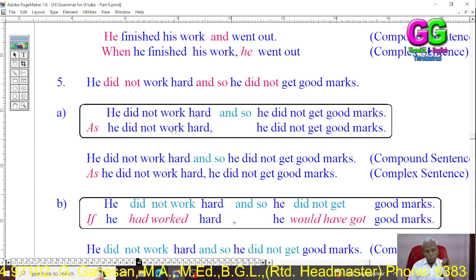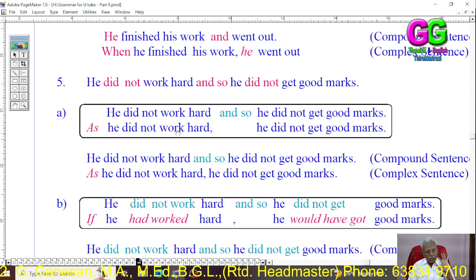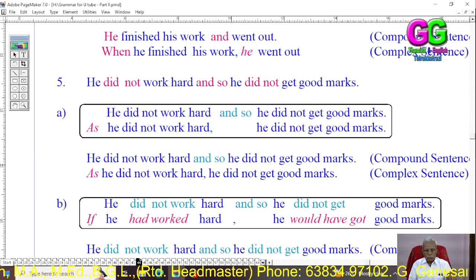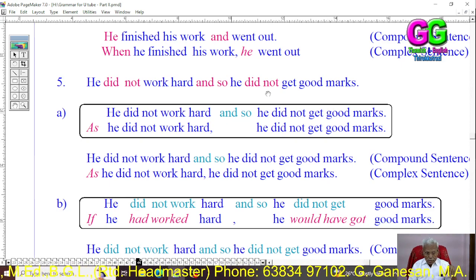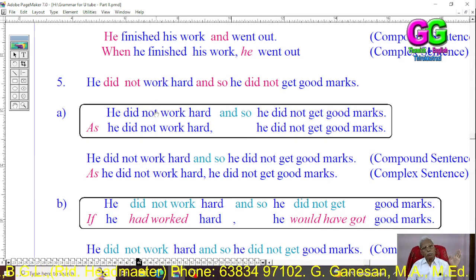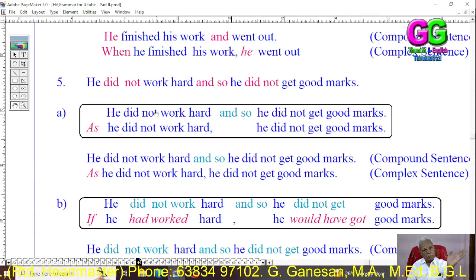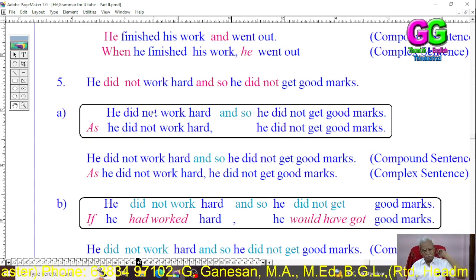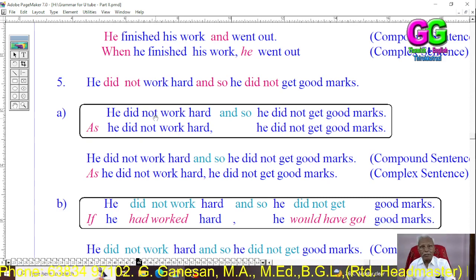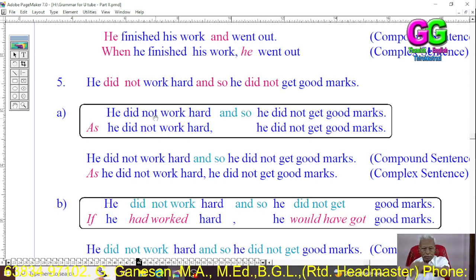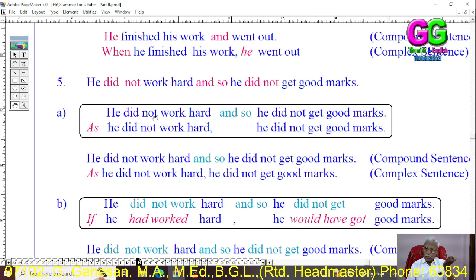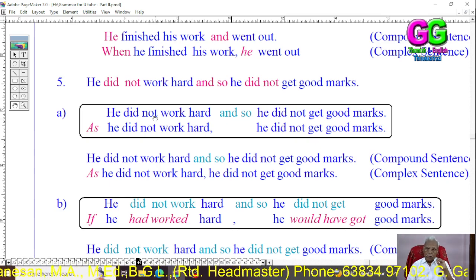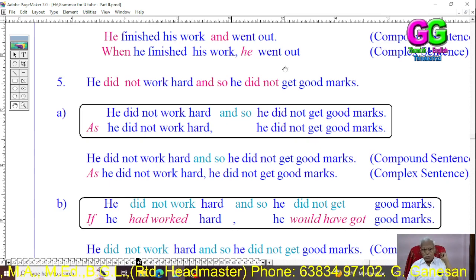In both these clauses the matter is negative. The expression is negative in both the clauses: did not work, did not get. So we used 'as': as he did not work, he did not get good marks. You can express this idea in a complex sentence in the conditional clause also.